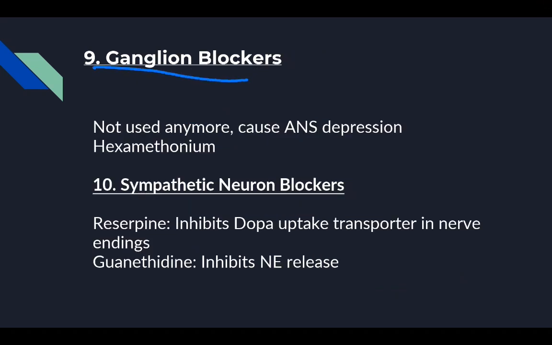Ninth class of drugs is ganglion blockers. These drugs are not used anymore because they cause autonomic nervous system depression. Along with sympathetic, they also cause parasympathetic nervous system depression. Example of this class drug is hexamethonium.